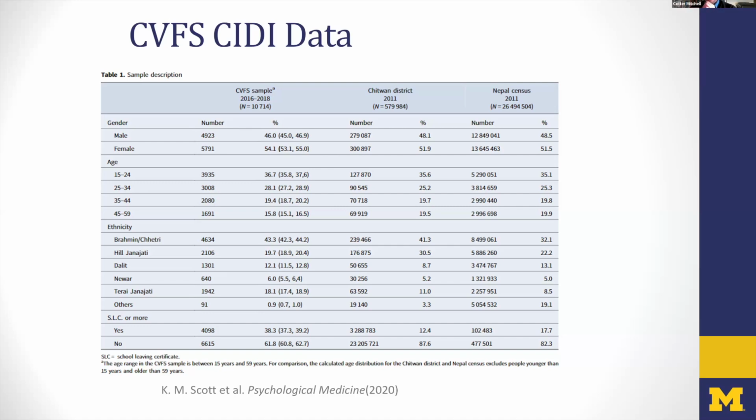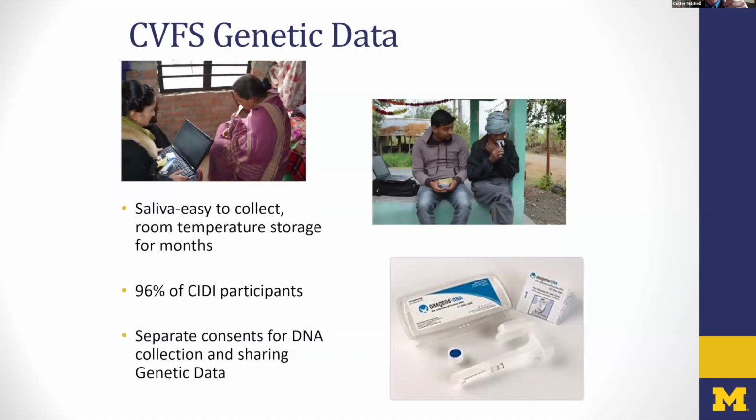But this is what that looks like. It has a nice description of the whole population. And keep in mind, that's what the genetic data will look very similar to, because we used saliva. It was easy to collect. And 96% of the participants provided saliva, which is impressively high. In fact, I don't think I've ever seen anything higher for biological data participation. And there are different consents for DNA collection and sharing data.